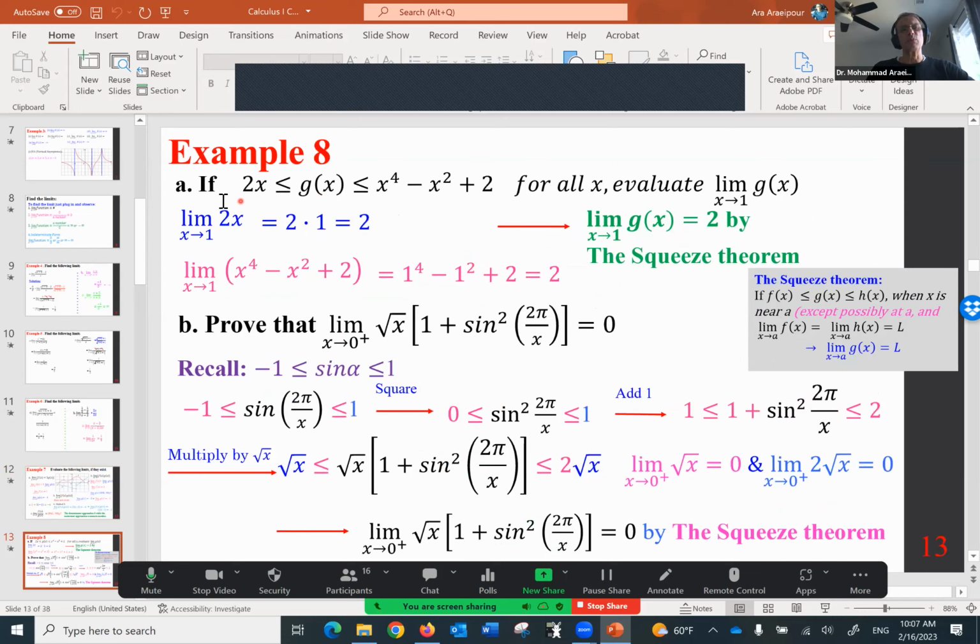Again, for part A, we looked at 2x, and we took the limit as x approaches 1. We looked at the right side, x to the power of 4 minus x squared plus 2. We took the limit as x approaches 1.